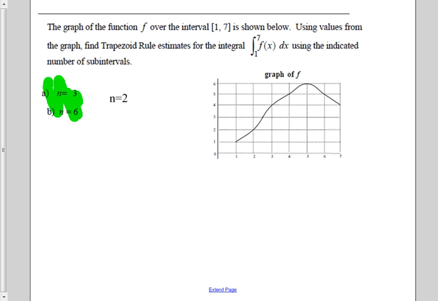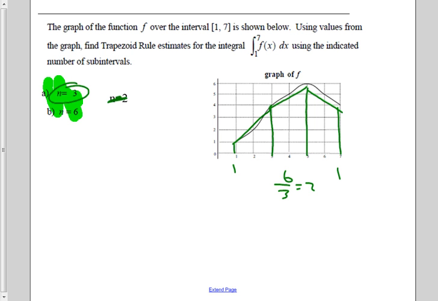It's the graph of the function over the interval 1 to 7. Using the values from the graph, find the trapezoid rule estimates for the integral. And what we're going to do is do it for n equals 3. So if n equals 3, we've got, this is a distance of 6. 6 divided by 3 is 2. So we're talking about that and this and this.